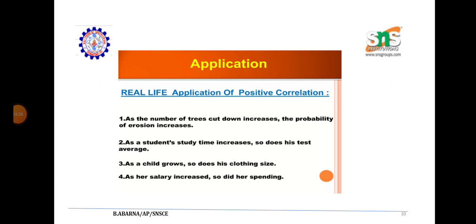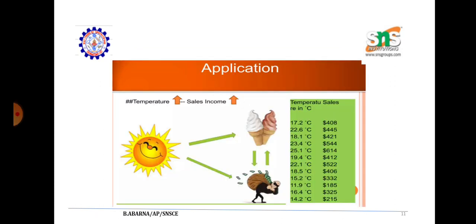Next, as her salary increased, so did her spending. Applications: as temperature increases, sales income increases. When temperature increases, the sales of ice creams and ice cream production are increasing. Then the managing director of the ice cream factory is also getting more salary.